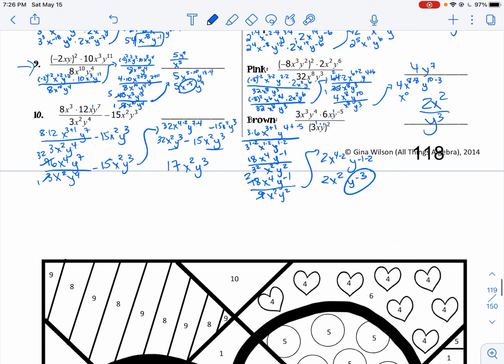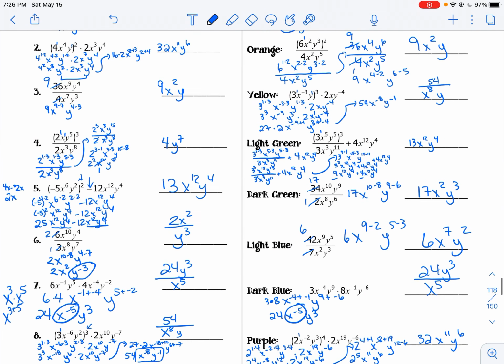Yep, and so 6 would be brown. Okay, I hope that helped as to how to do those.